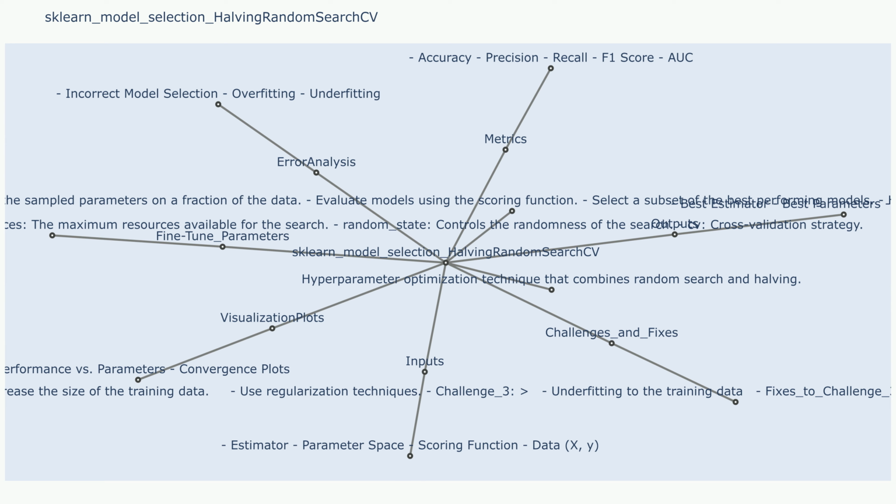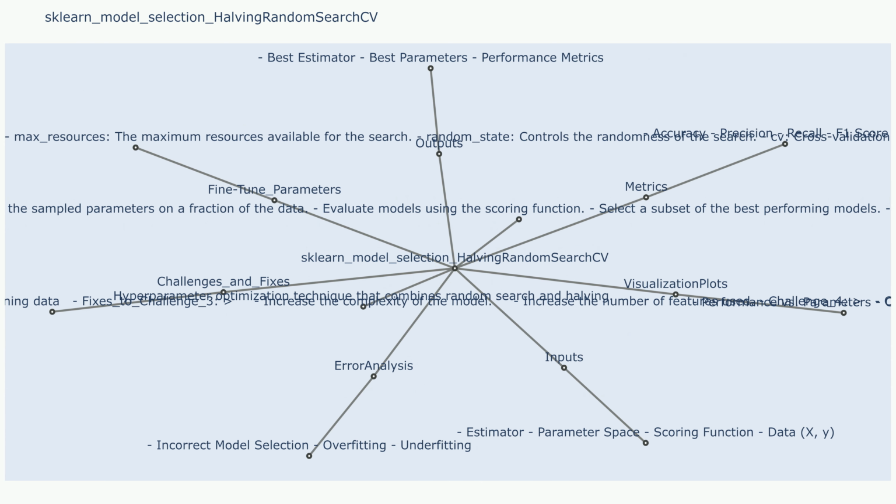Fine-tune parameters. Factor controls the rate at which the number of candidates is reduced in each iteration. A higher factor leads to faster convergence, but may also miss potentially good candidates. Max resources determines the total number of resources, either n samples or n features, to be used in the search. Increasing this value will lead to a more comprehensive search, but also increase the computational cost. Resource specifies whether to reduce the number of samples or the number of features in each iteration.